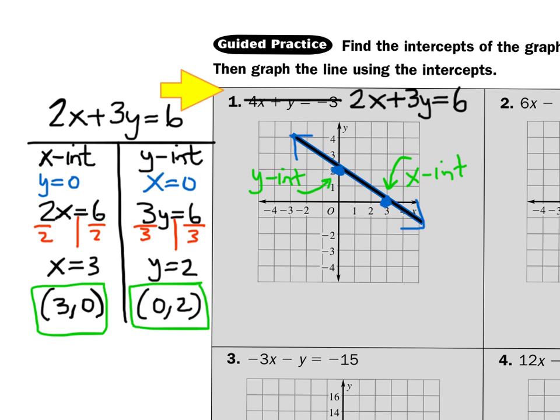Now, I want you, just so that you can practice with your green, put y-intercept and draw a little arrow to this point. Remember, the y-intercept is where it crossed the y-axis. And then put x-intercept. And remember, that's this point. It's where it crossed the x-axis.